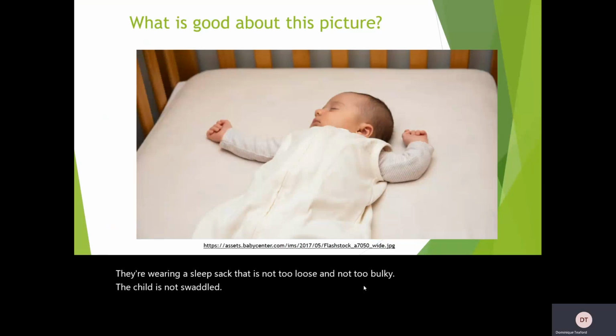Their arms are free. There are no blankets, no stuffed animals, pillows, or objects in the crib, and the child is on their back. The crib does not have crib bumpers. There are no cords or buttons.